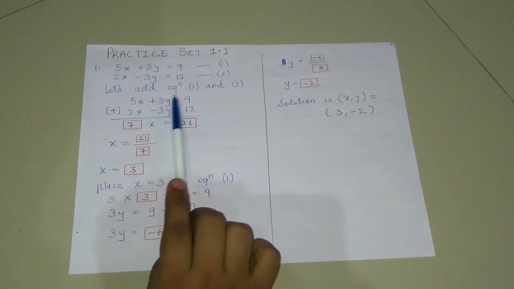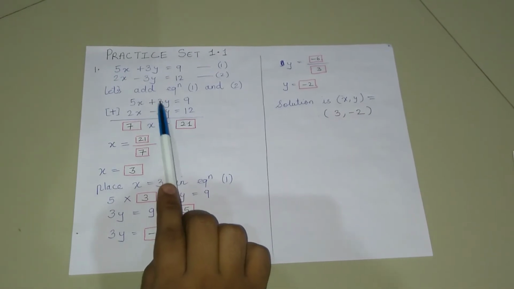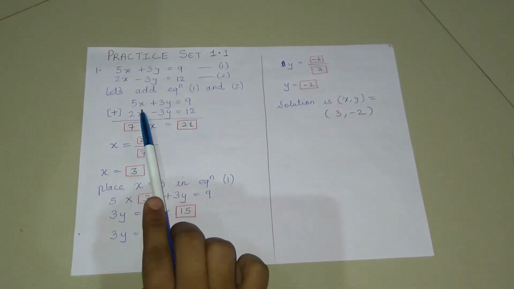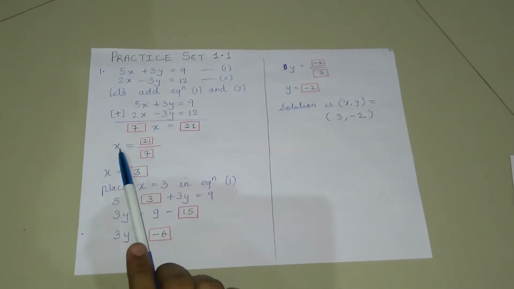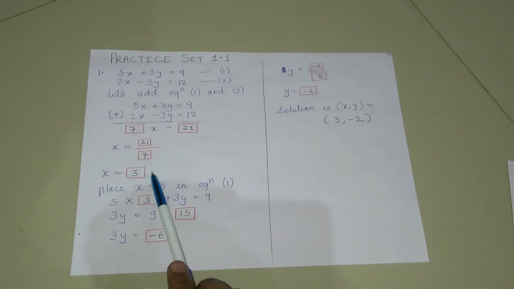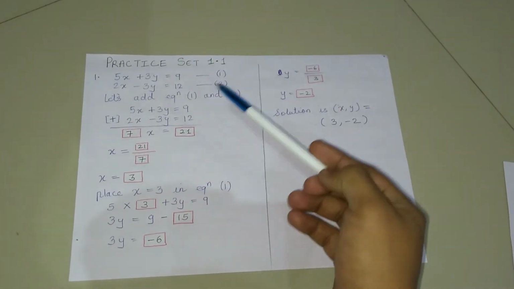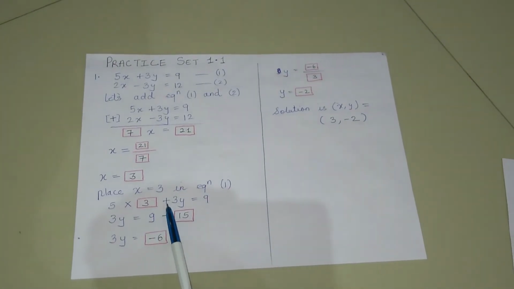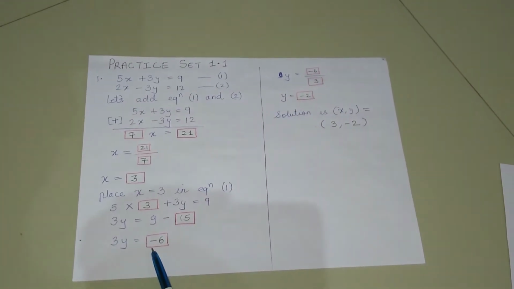So 5x plus 3y equal to 9 plus 2x minus 3y equal to 12, because we have the same pair and opposite sign, that is plus and minus. Filling in the boxes: 5 plus 2 is 7, 9 plus 12 is 21. So x equals 21 upon 7, that is, x is 3. Now placing this value of x in equation 1, we can place it in either equation 1 or equation 2. I have placed it in equation 1. So 5 into 3, that is the x value, plus 3y equal to 9. So 3y equals 9 minus 15, 3y equals minus 6.